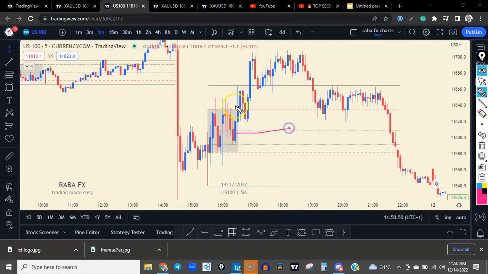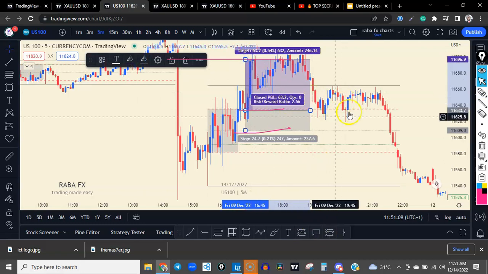Stop loss can be here. You enter, immediately price fills this up. Then you target probably this level, for a quick 1 to 2.5 trade.